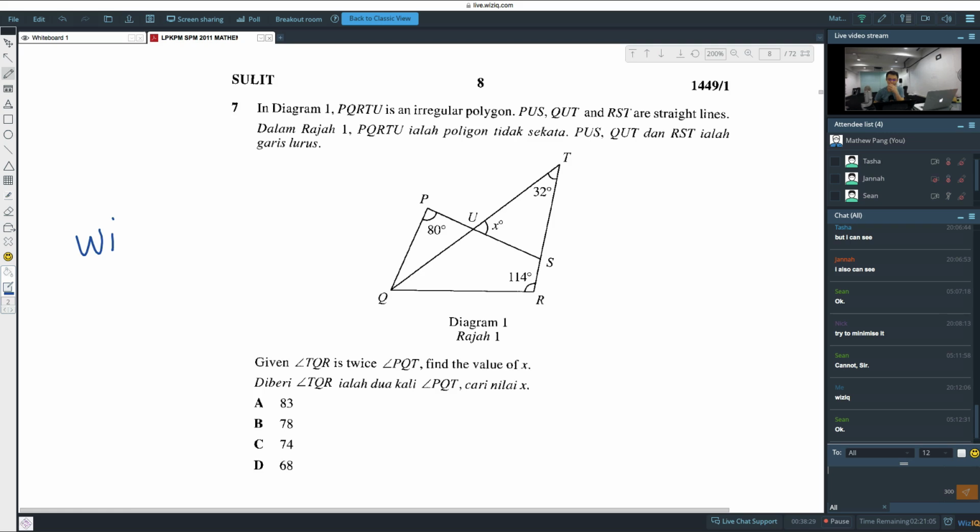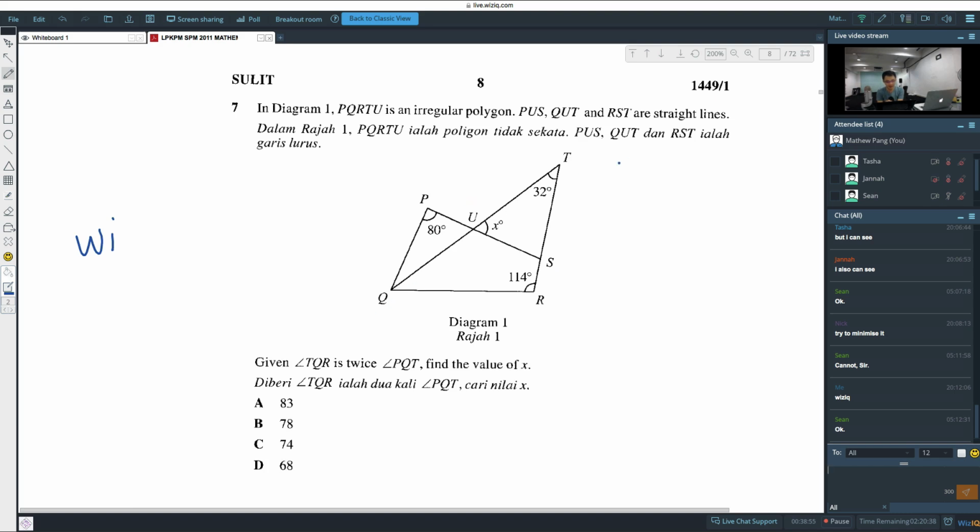Alright. Okay, so let us continue in this question, number 7. So this is an irregular polygon. So yeah, you know all of this is a straight line. The question gives you that angle TQR is twice the angle, which means it's double of angle PQT.